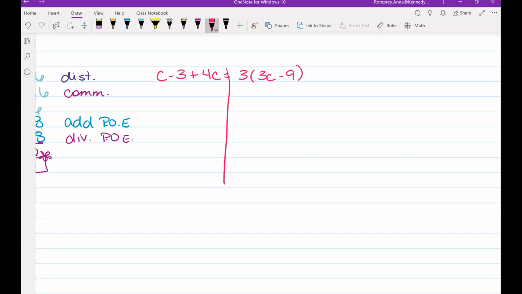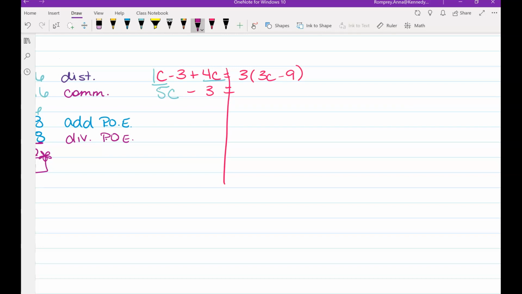Okay, so want to get this left side, right side. Let's go ahead and simplify. So on the left side, what can I do? Let's see. I have a c, I have a negative 3, and a positive 4c. All right, so my like terms, 1c plus 4c gives me 5c minus 3 equals, okay, all right, I'm going to go ahead and look at my right side.